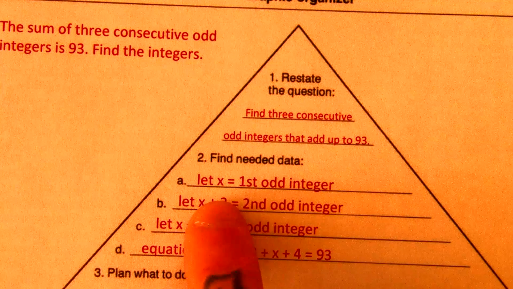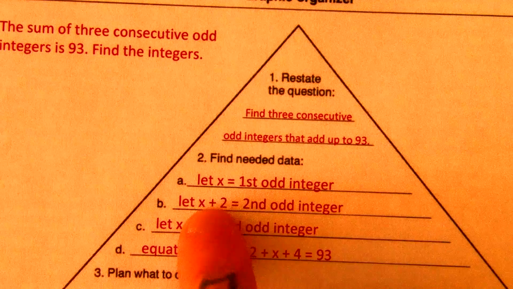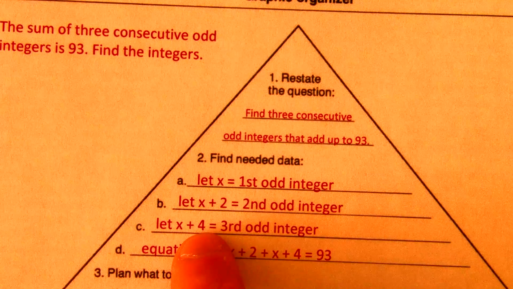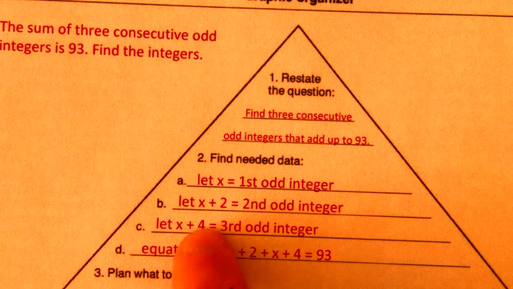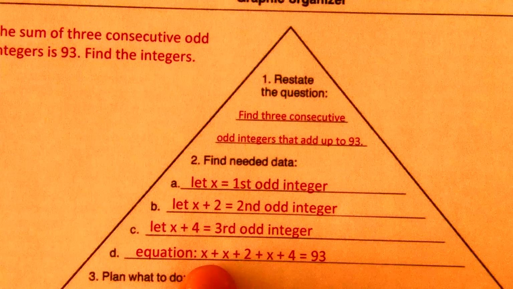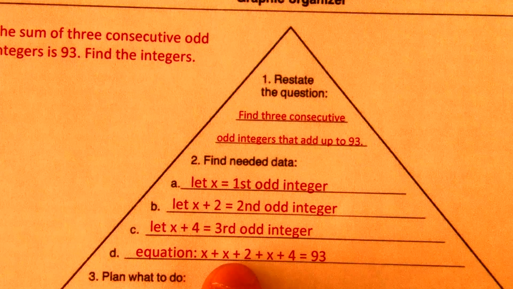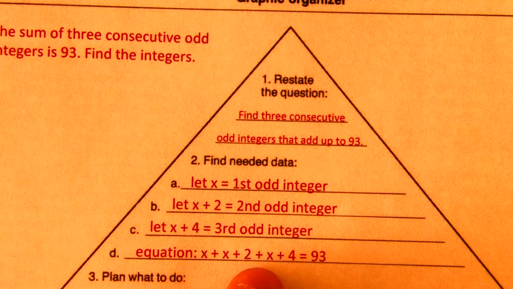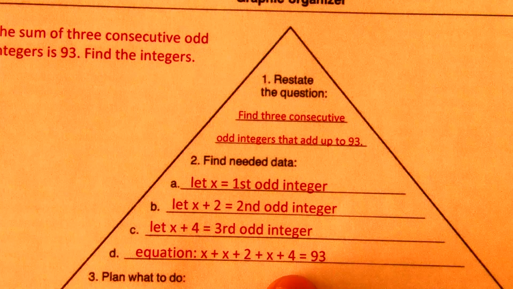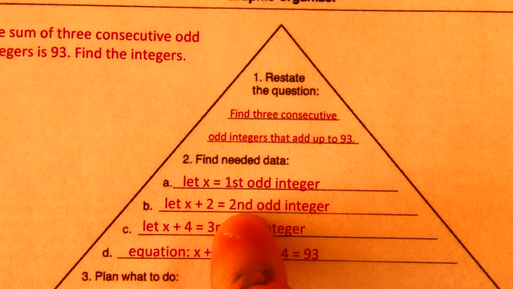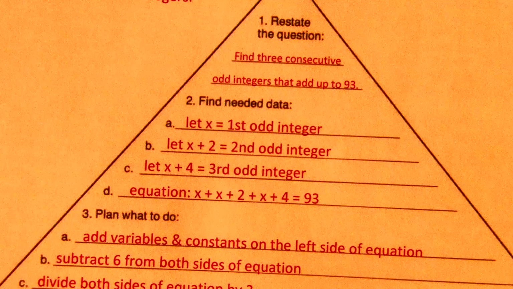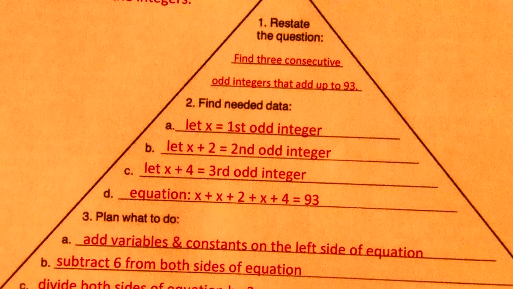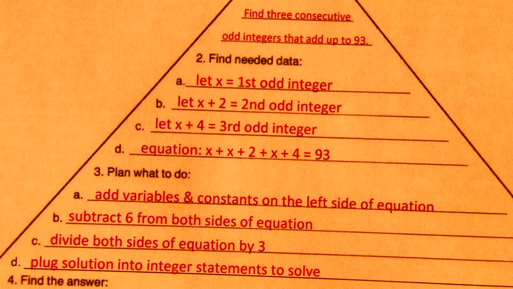Well, if we've just done these three things, why don't we just add them together and set it equal to 93? So that's exactly what we do here for our equation. We get x plus x plus 2 plus x plus 4 equals 93. So those are our integers there, and we're ready to go. All we have to do now is move down and do our plan of action.